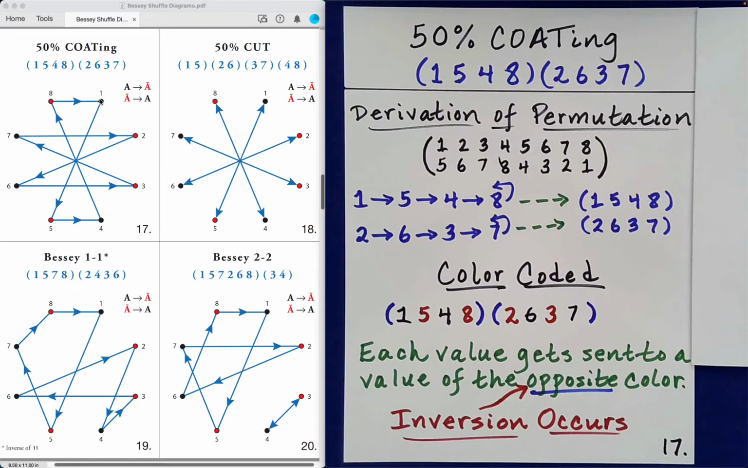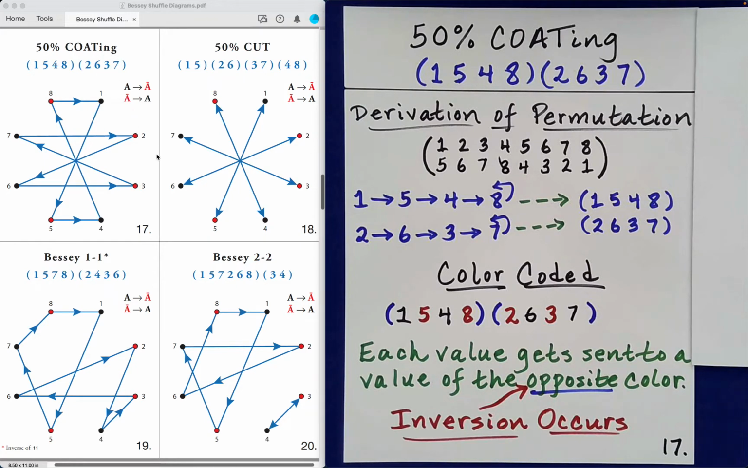We also say that the values 1, 4, 5, 8 are members of the same orbit. If we take a look at 2, 2 up here goes to 6, which goes to 3, which goes to 7, which wraps around and goes to 2.